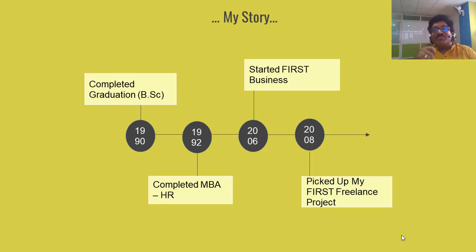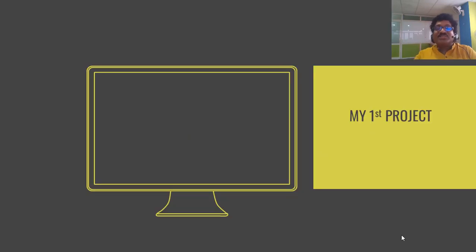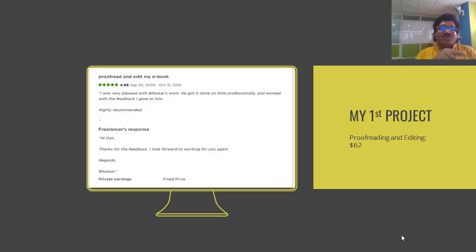And this guy agreed, gave me the project, I completed, submitted the work, and my client Dan, he released the pay, $62. Once I got the pay, released the pay means my account was showing 62 number, right? So that is my first project. My account was showing 62 number. This project involved proofreading and editing, and this is the screenshot of that project.